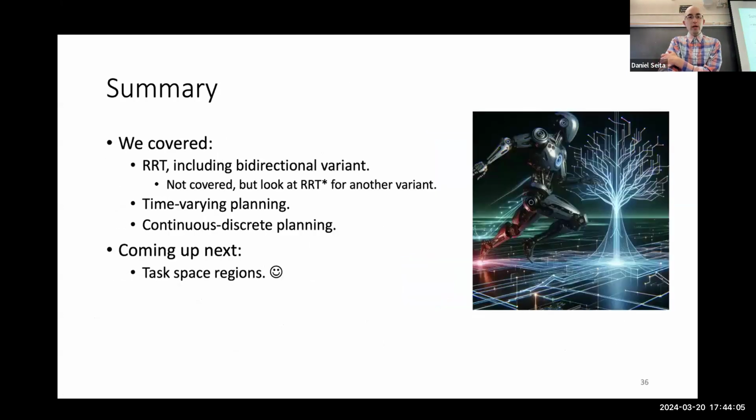Right, so today we covered RRT, including the bidirectional variant. If there's one thing to take away, there is a ton of RRT algorithms, but the most important ones are RRT, bidirectional RRT, and if you're implementing things, RRT star. Those are the three most important ones to know. Then we talked about different frameworks like time variant planning and continuous discrete planning. Coming up next week, we will talk about task space regions, which I think is your lab 4. So I'll see you next week.